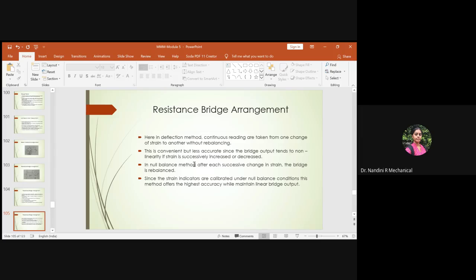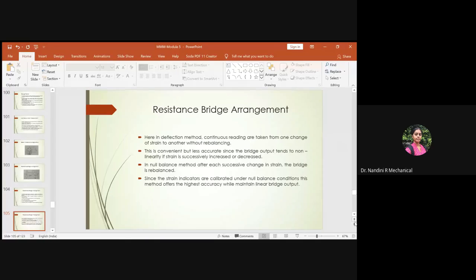But in the null balance method, after each successive change in strain, the bridge is rebalanced. Due to rebalancing, you will get more accurate and precise values at the output, which will not vary non-linearly. The only thing is you have to rebalance at each and every step. Even though we need to rebalance, it is always better to go with the null balance method as we get accurate output. Since strain indicators are calibrated under null balance conditions, these methods always offer high accuracy while maintaining linear bridge output. So that's what I told you.